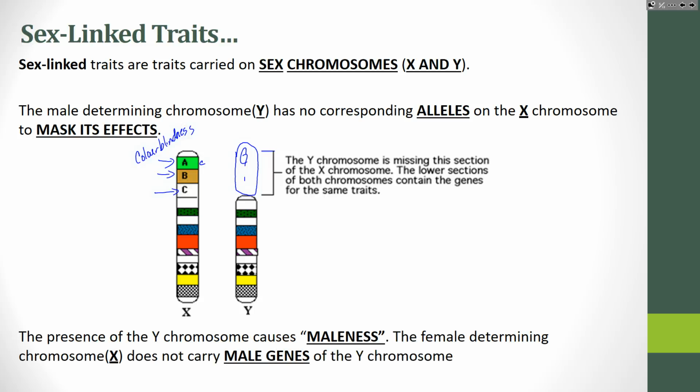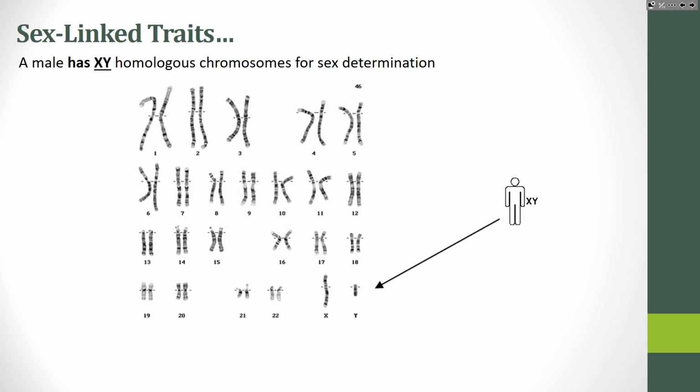So the presence of the Y chromosome causes what we would call maleness, like your sex is male. The female determining chromosome does not carry the male genes, but the Y chromosome doesn't actually carry those extra genes. So a male has XY homologous chromosomes for our sex determination. Again, we talked about the difference between sex and gender.